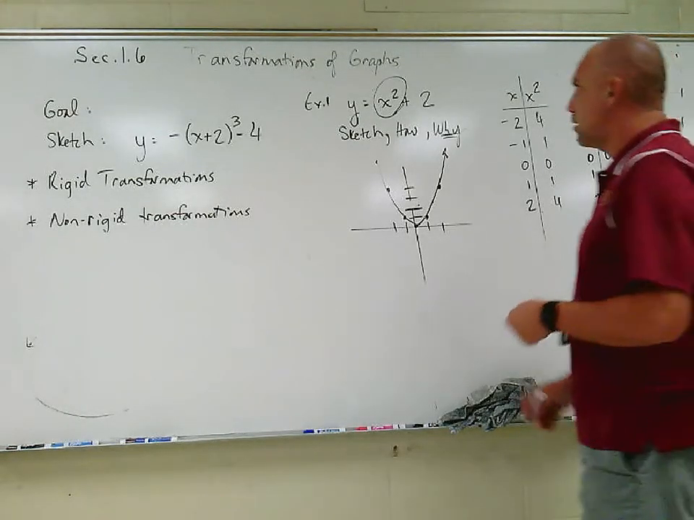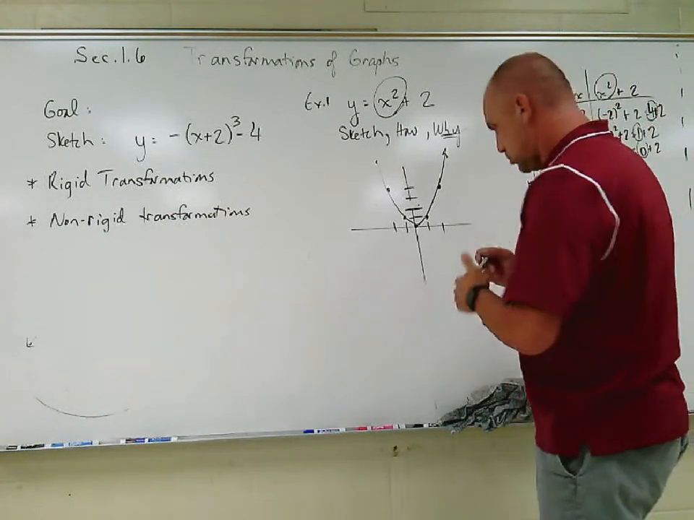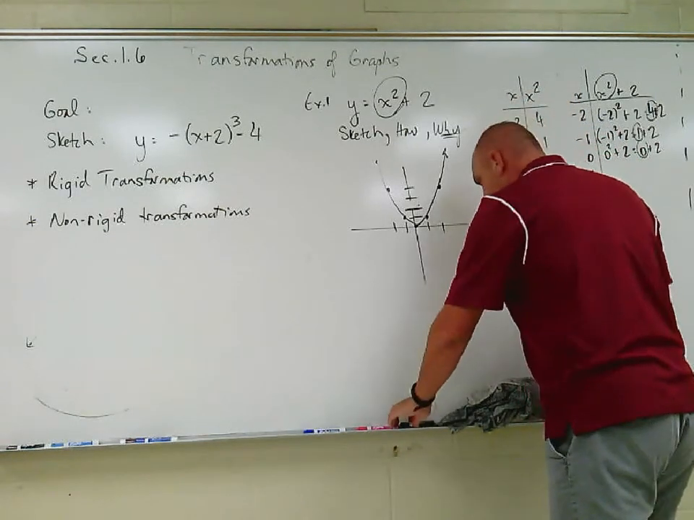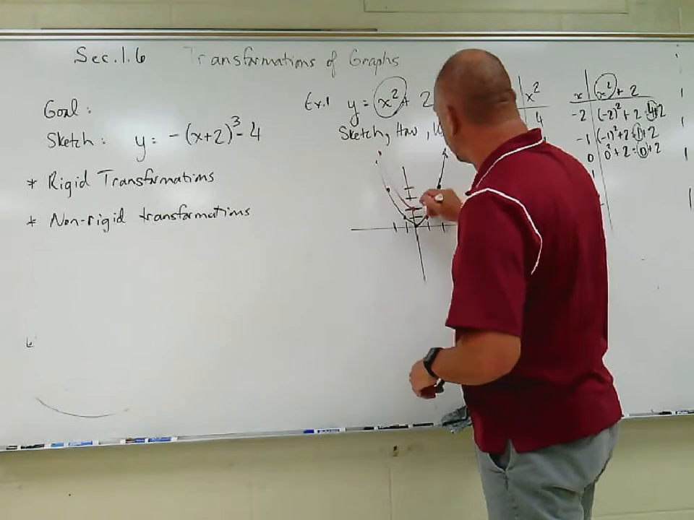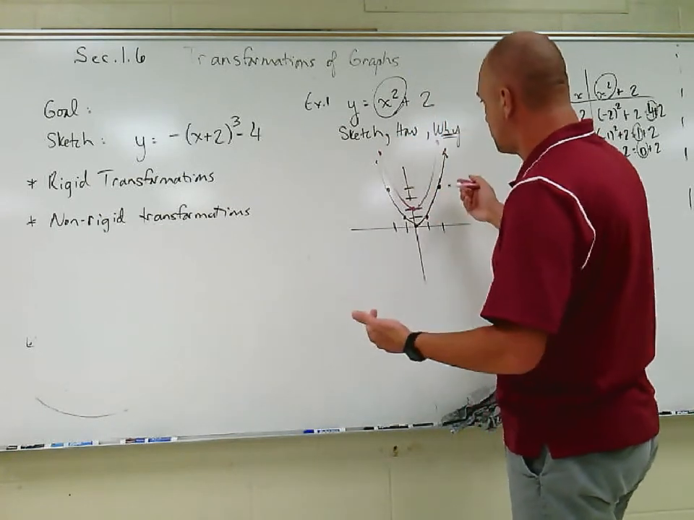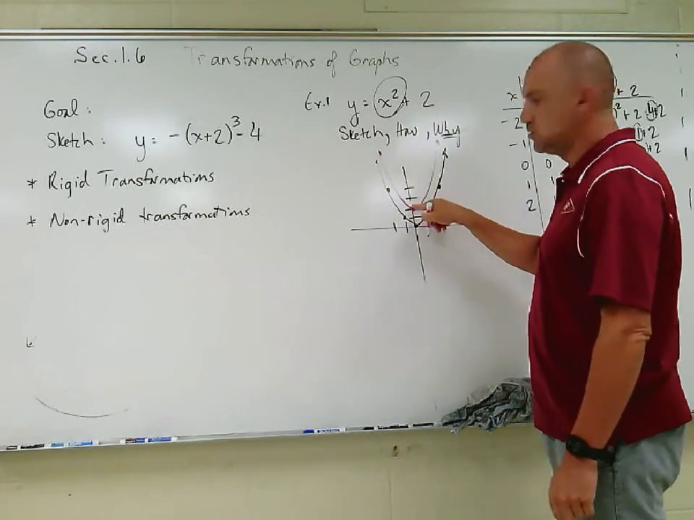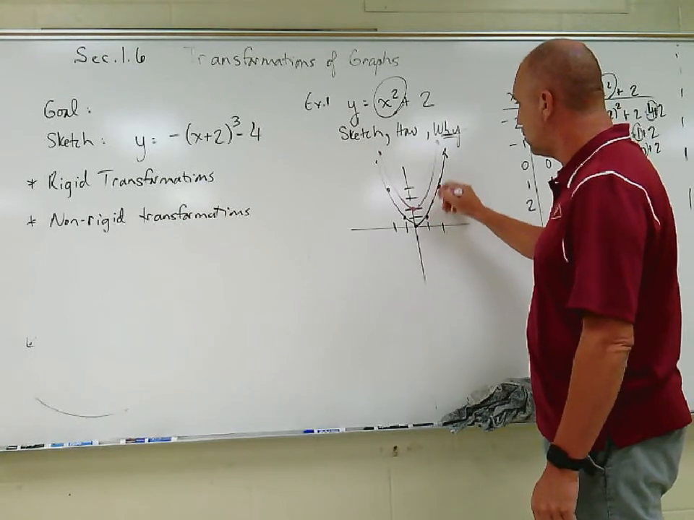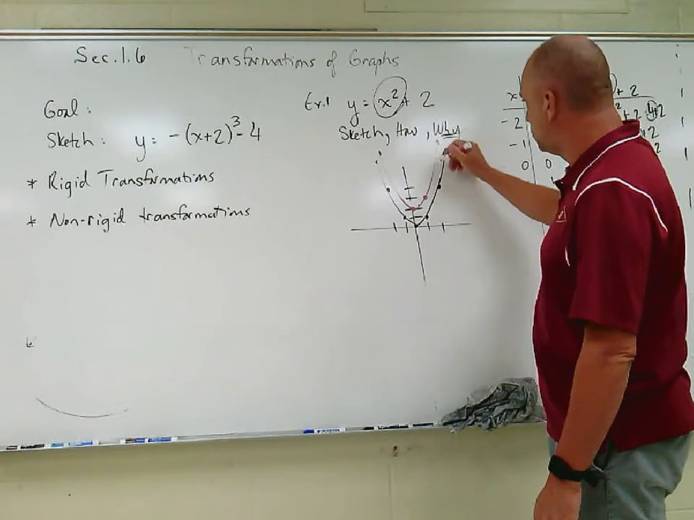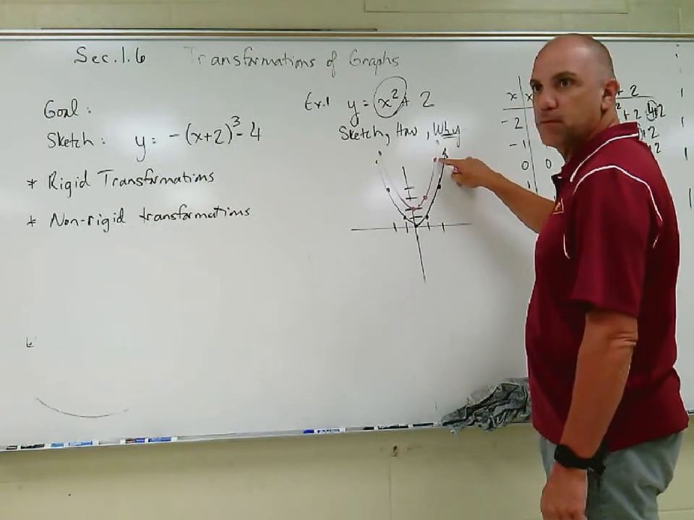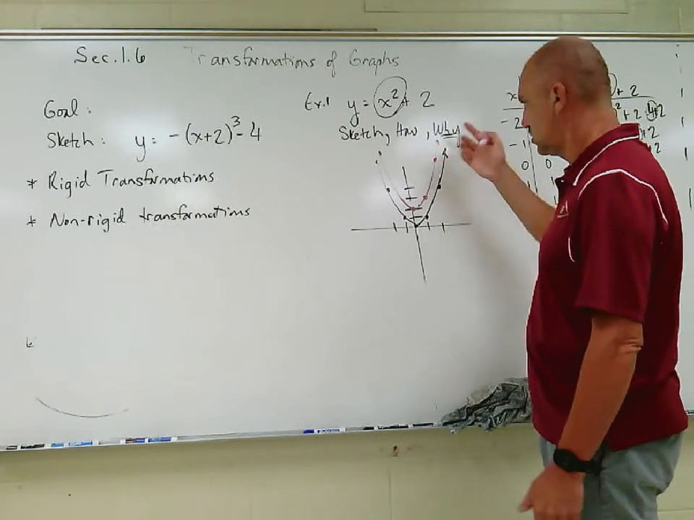Here's why. So here's our graph. I'll put our graph in pink here so you can see it. So every point you have should move up 2. 0, 0 should be up to 0, 2. 1, 1 should be up to 1, 3. 2, 4 should be up to 2, what? Where should that point be? 2, 6. Okay.